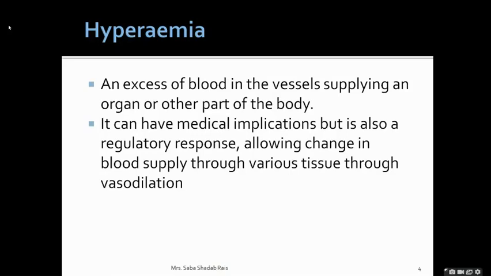So it can have medical implications, meaning it is not necessary that it occurs only at the time of death. It is also a regulatory response, because if more and more hyperemia occurs, it can help with vasodilation and it may help to sustain life for some time in the case of fish.